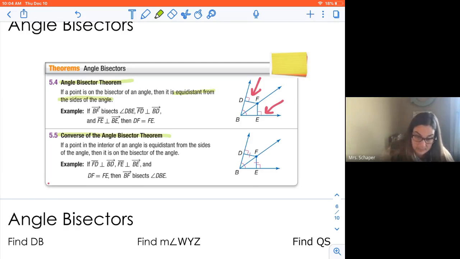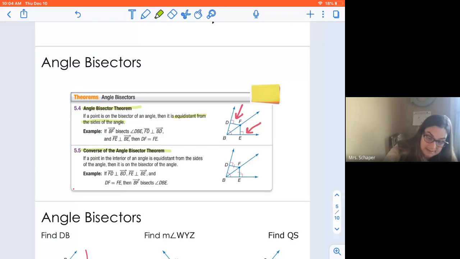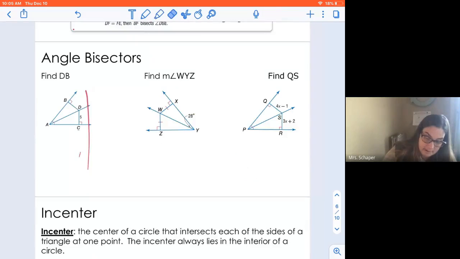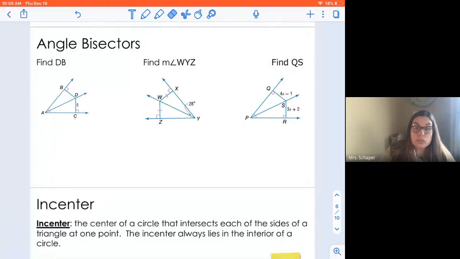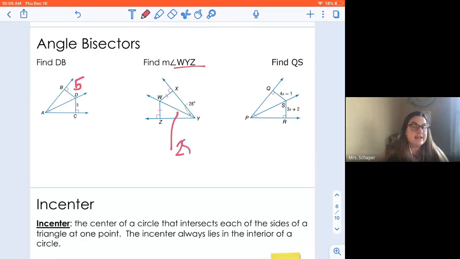Understanding what those are. So when I take a look at angle bisectors, okay, we need to find DB. So AD is a bisector. So these are all bisectors. So what do we know? We know that BD is 5 because it's equidistant. When I want to find the measurement of WYZ, if it's an angle bisector, it's cutting that angle in half. It has to have the same measurement as angle XYW.